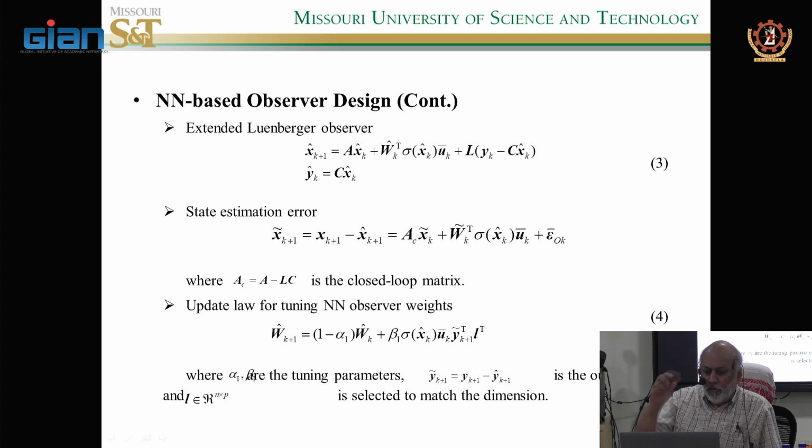Okay? So you have to do this because L has to be selected such that A minus LC is stable, the poles of the observer have to be on the left half. So that's why we do that here, okay?